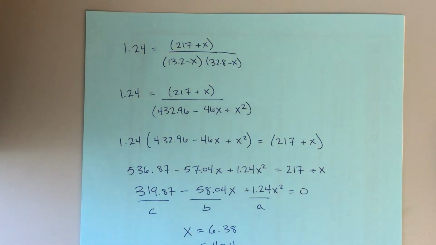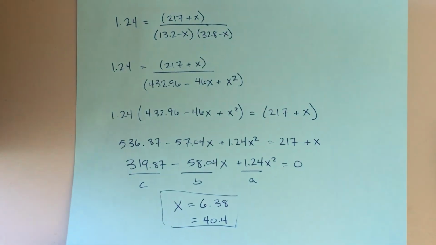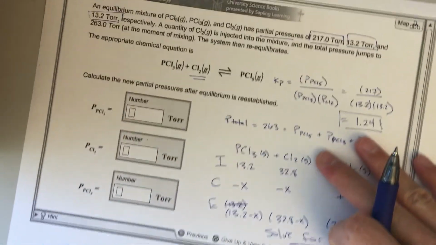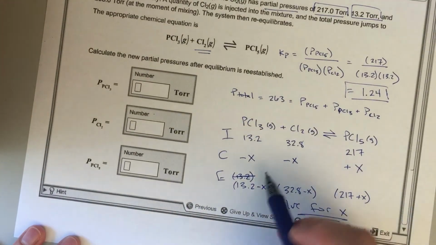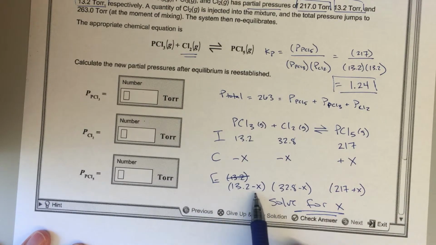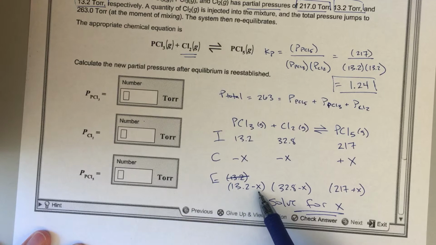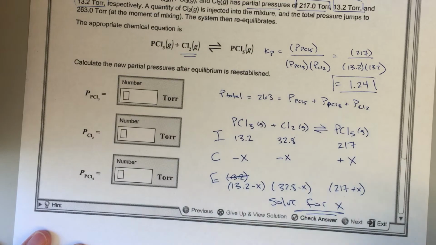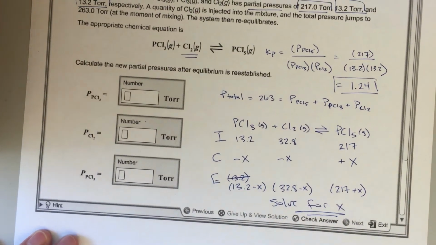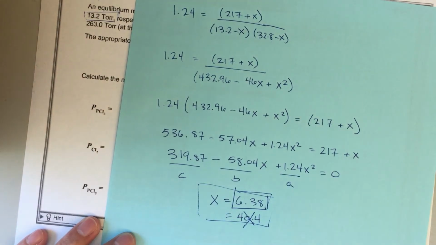So now at this point, we need to decide which of these x values we're going to use, 6.38 or 40.4. Going back to my original problem, we're going to look at our equilibrium concentrations and say, well, 13.2 minus 6.38, does that make sense? Does that give us a reasonable answer? Yes, it does. 13.2 minus 40.4, does that give us a reasonable answer? A negative concentration doesn't make any sense. Negative pressure doesn't make any sense. So choosing which x value to use seems pretty obvious to me. 6.38 is the one we want to go with.